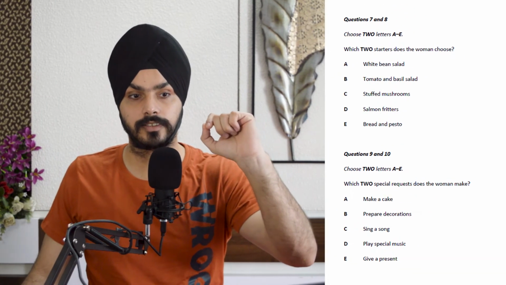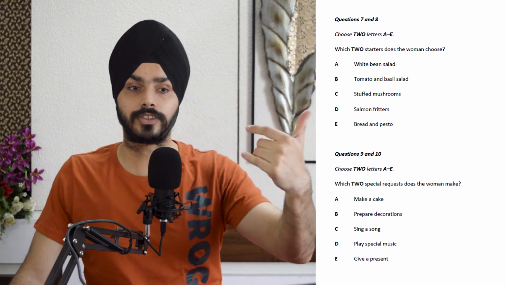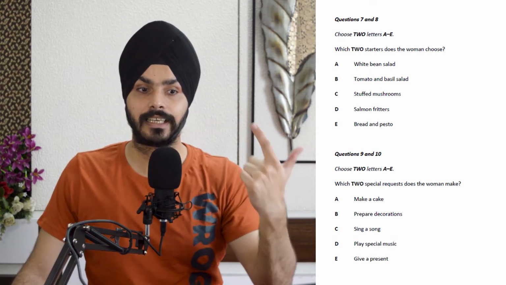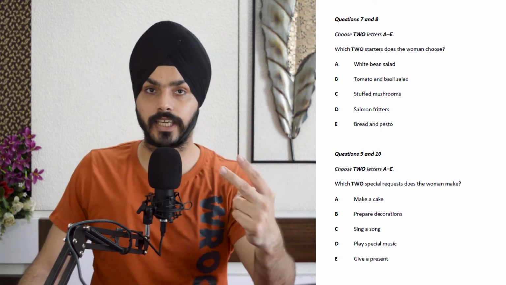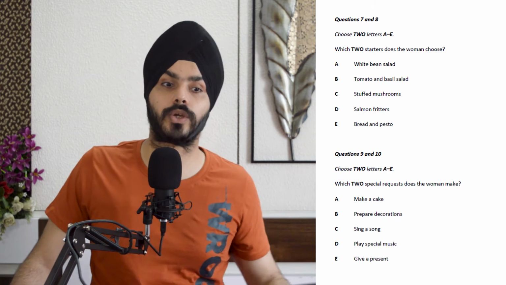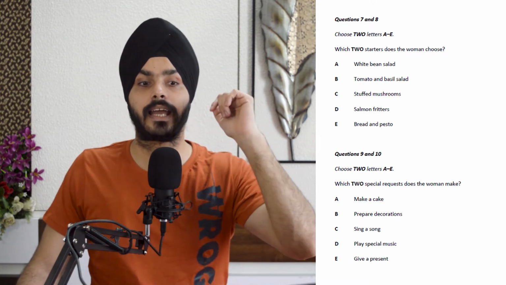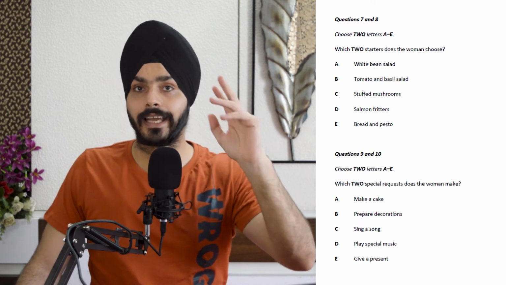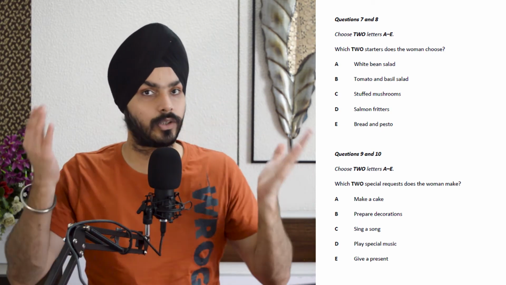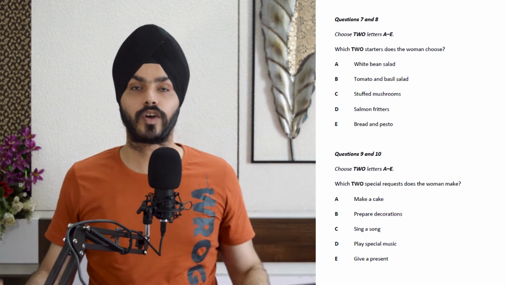So it would happen, for example, in question number 7 and 8, which says which 2 starters does the woman choose? Say the right answer is A, white bean salad, and D, salmon fritters. But the conversation can start by the woman saying, okay, I would like to go for option A, white bean salad, and option E, bread and pesto. And once you listen to it, you might think, okay, the answer is A and E, you mark it and you relax that you've got the 2 answers.